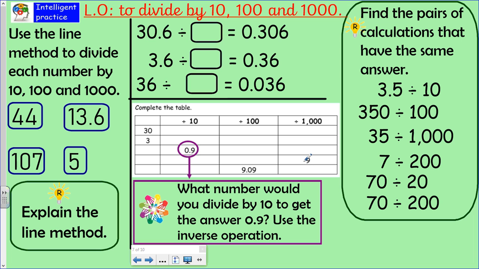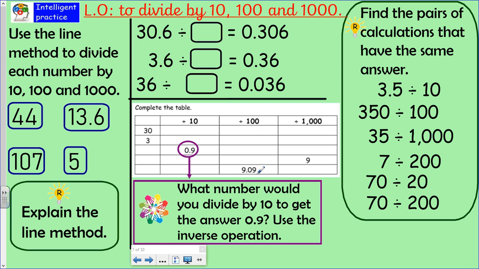This one, same thing to think about. What am I doing to have got 9 as an answer when I've divided by 1,000? Think about what the opposite of dividing by 1,000 is. Do it to this number 9 to get you your little answer in this box here.